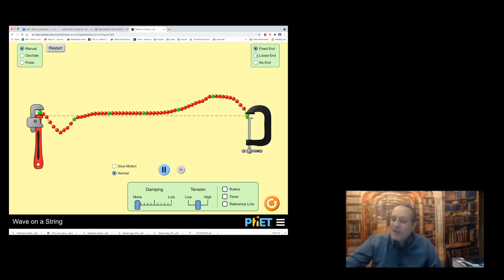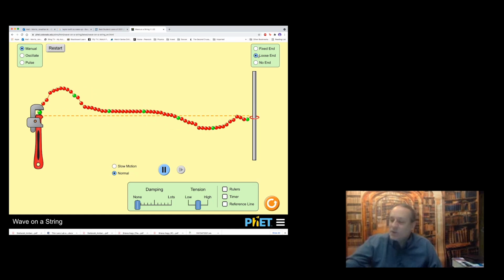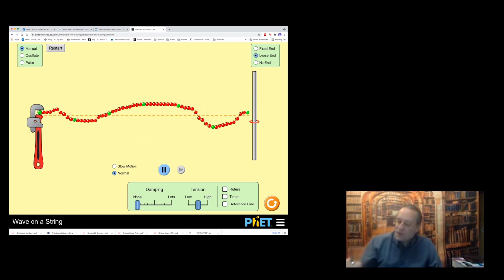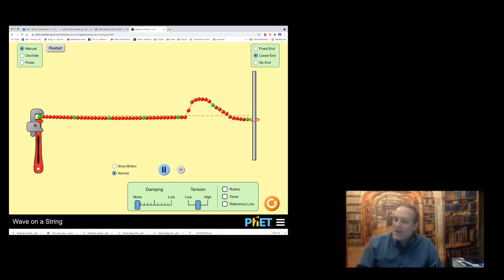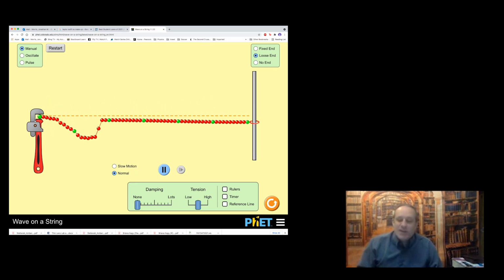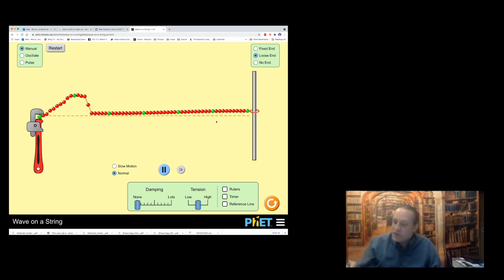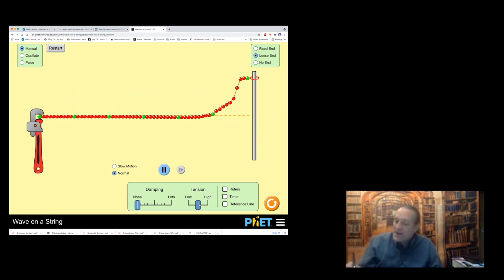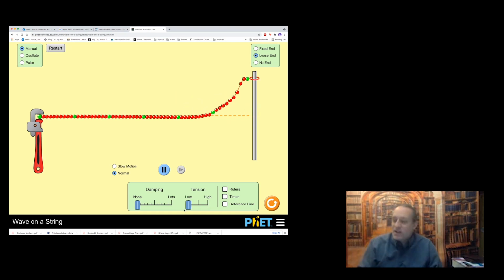If we have the end being loose instead of fixed, when the wave hits the end, look what happens. Let me stop this. I'll give it a little wave. When that wave comes back, it stays on the same orientation, whereas when it hits a fixed end, it flips. So that's something to observe that you'll notice in the lab. Now, if I increase the tension, look what happens to the speed of the wave. On the other hand, if I decrease the tension, the speed of the wave is much slower.